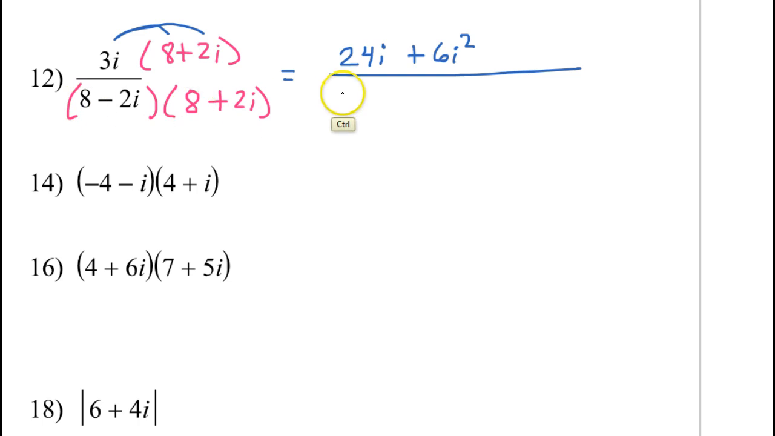Now the denominator, 8 times 8 is 64. 8 times 2i is 16i. Negative 2i times 8 is negative 16i. And negative 2i times positive 2i is negative 4i squared. Now remembering that i squared is negative 1, this i squared will turn positive 6 into negative 6, and this i squared will turn negative 4 into positive 4. Also, positive 16i and negative 16i will cancel each other out.